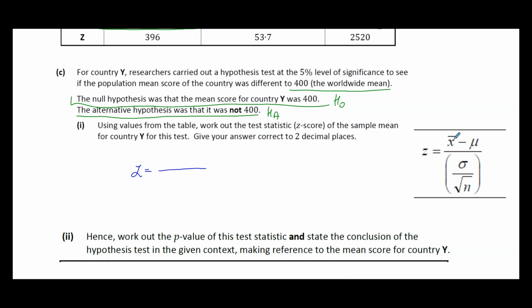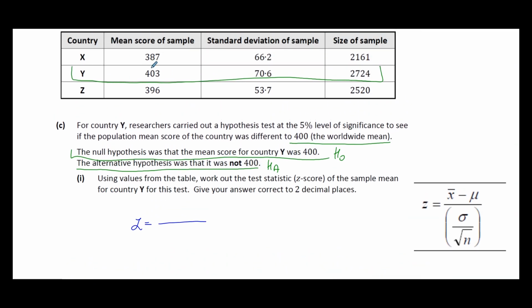So that is the sample mean. So the mean score is 403 for country Y, minus the mean of the population, which is 400, divided by the standard deviation. Standard deviation for Y is 70.6, and that is divided by the square root of the size of the sample, 2724. Okay, and then we put that in the calculator and we press equal, to 2 decimal places, we get 2.22.